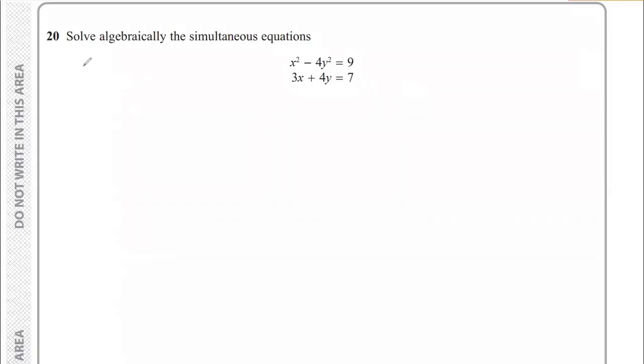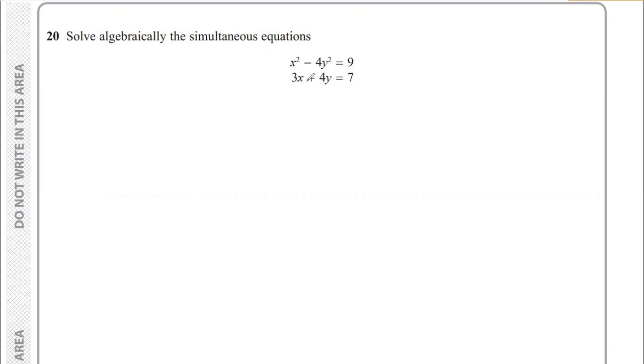Question number 20. Solve algebraically the simultaneous equations. One of the equations is x squared minus 4y squared equals 9. The other equation is 3x plus 4y equals 7. There can be more than one way.